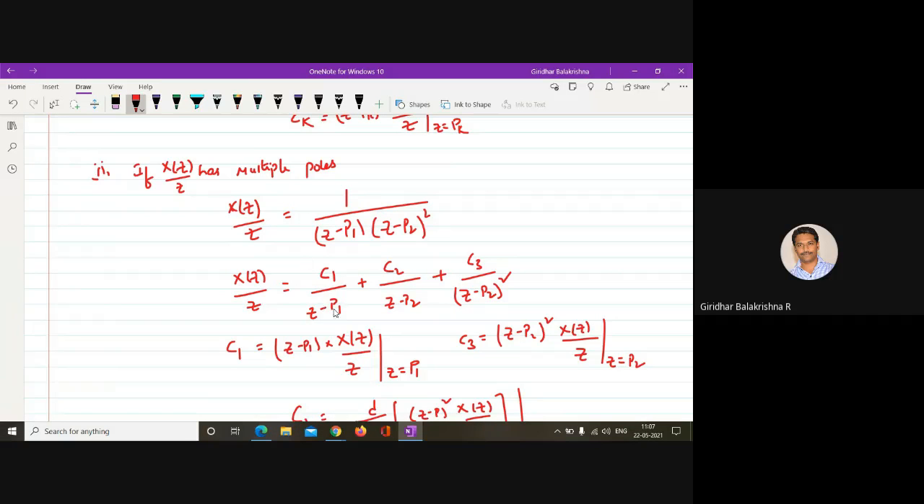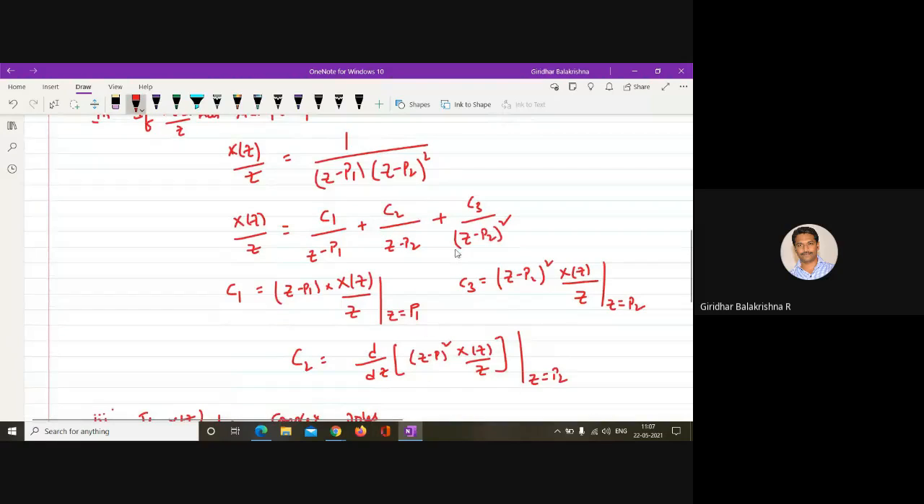As this pole is distinct, you can directly calculate c1 equals z minus p1 into X of z by z at z equal to p1. Directly, you can calculate c3 also. Why? Because you are representing it directly. Therefore, c3 equals z minus p2 whole square into X of z by z at z equal to p2. But to calculate c2, if you use the same formula, then you will get infinity. So in order to avoid that, we need to differentiate.